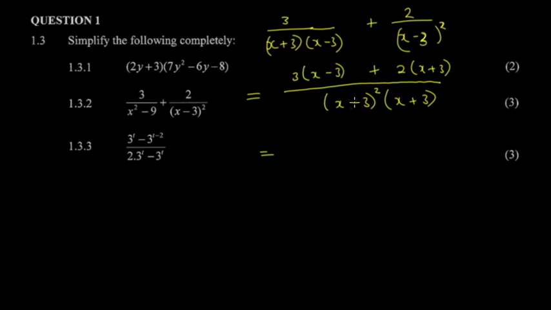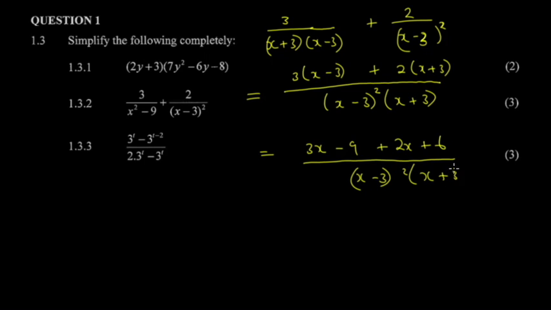So after this, what do? You simply expand. So this would be 3x minus 9 plus 2x plus 6, divided by x minus 3 squared x plus 3. So here you get 5x, as in 3x plus 2x, you get 5x, then 5x minus 3. Since you have negative 9 plus 6, you get negative 3.